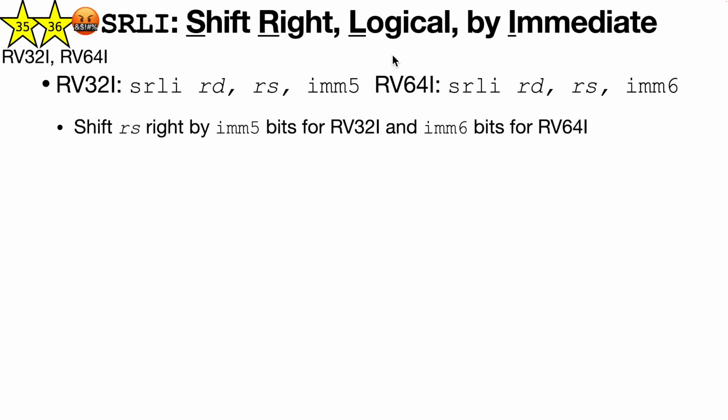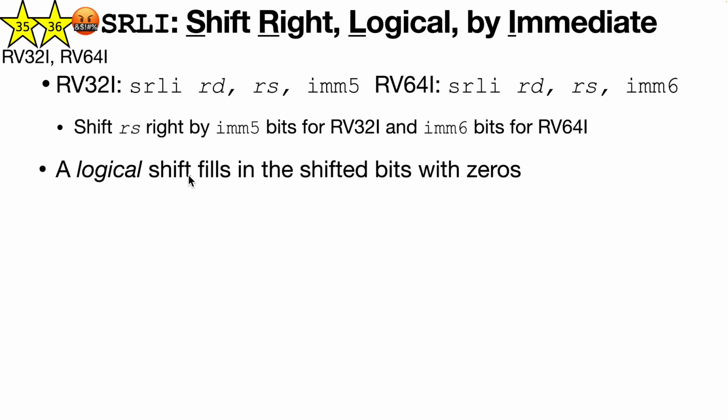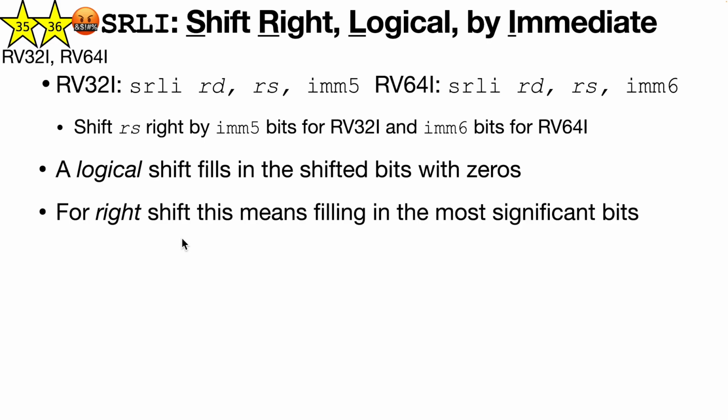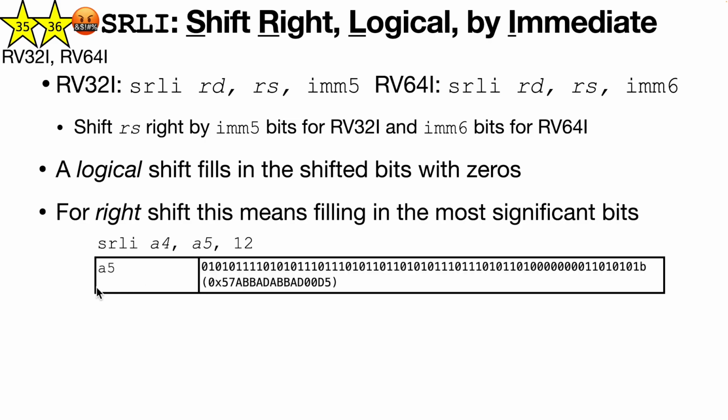Shift right, logical by an immediate, or surly, is the same thing, just going the opposite direction. You have a source, and if it's 32-bit, you're going to shift it by 0 to 31, and if it's 64, you shift it to the right by 0 to 63. And so, yeah, just everything is the same. It's a logical shift, so it is always filling it in with zeros. And because this is shifting to the right, the filling happens at the most significant bits rather than the least significant. So surly A4, A5, 12, A5 once again, stabba-dabba-doods.